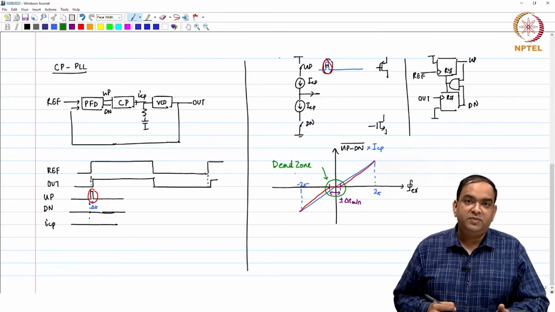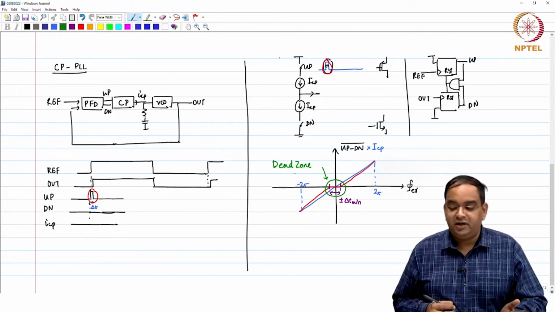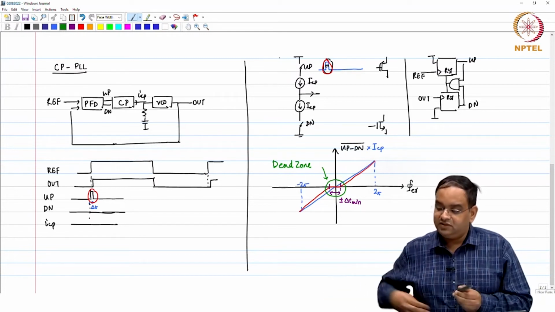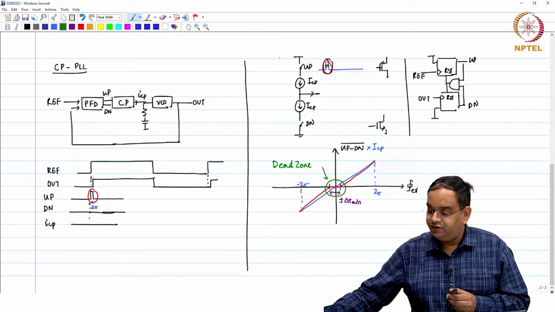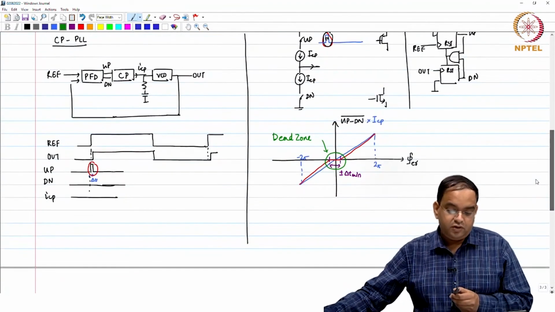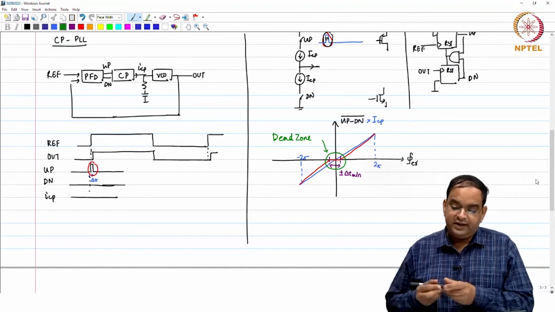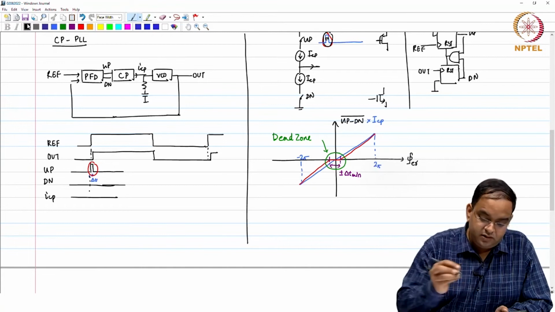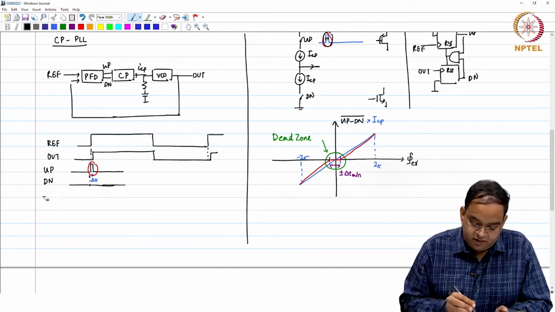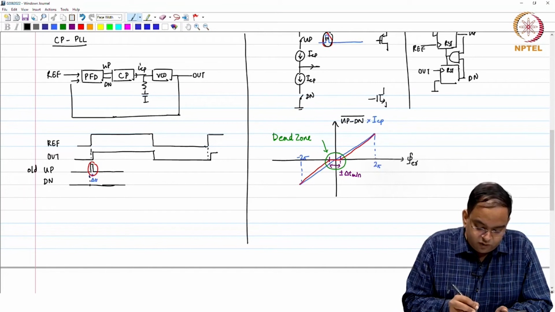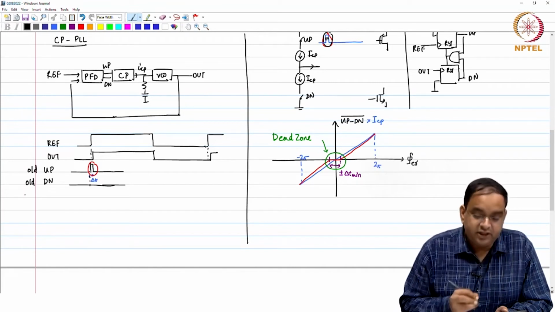Okay, it's like the PFD is literally dead, it is not responding. So, then we have to come up with some ways to get rid of this dead zone, right. So, to overcome this dead zone problem, what we do is the following. Let me just rewrite it. Let us say these are the old up and down signals.